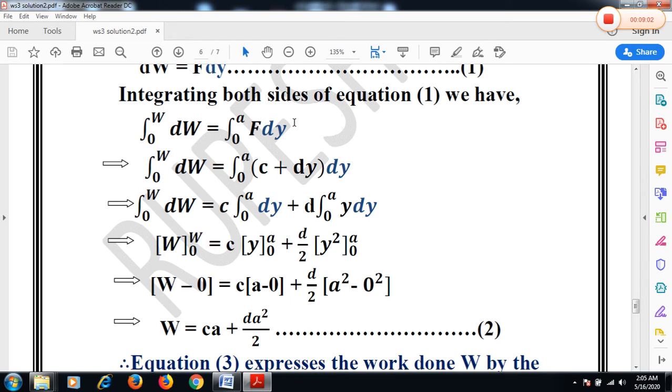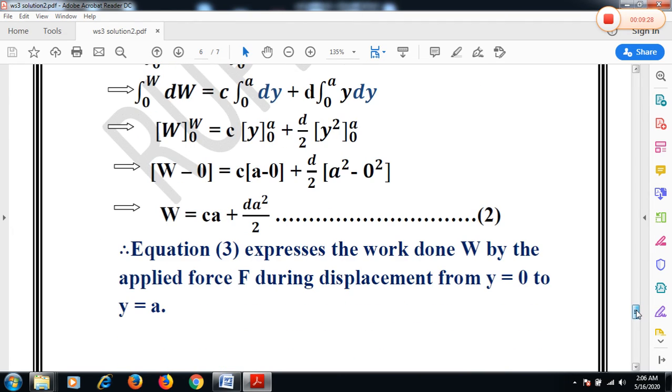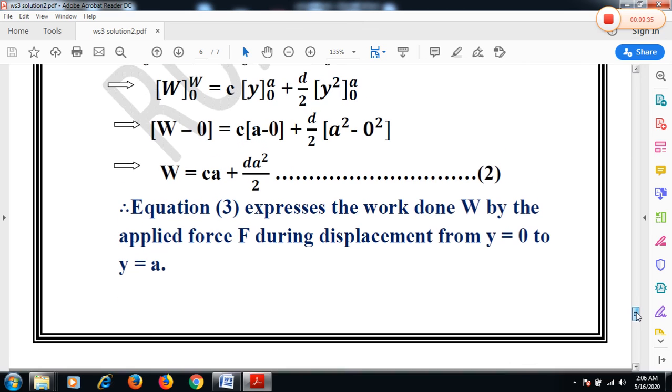Here the differential dy is marked in blue color and the constant d is in black color. So we have W minus 0 equals c into a minus 0 plus d by 2 into a square minus 0 square, which results in W equals c a plus half d a square. We have numbered it as equation 3, which expresses the work done W by the applied force F during displacement from y equals 0 to y equals a.